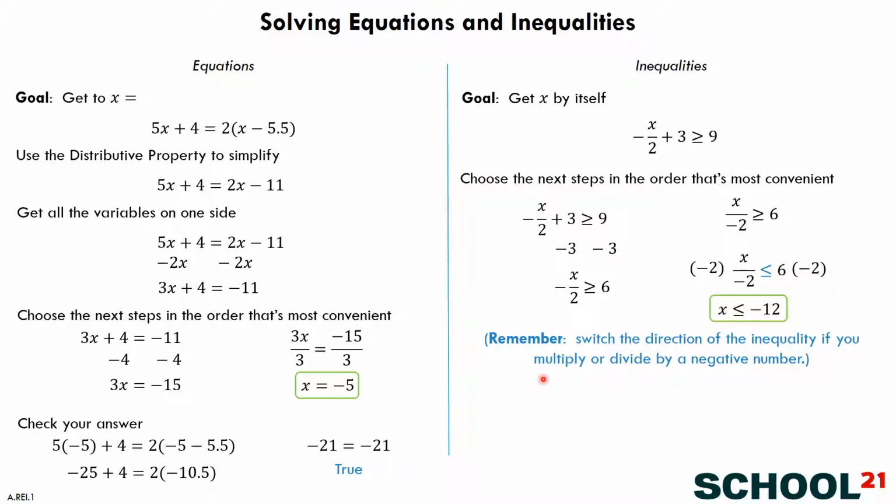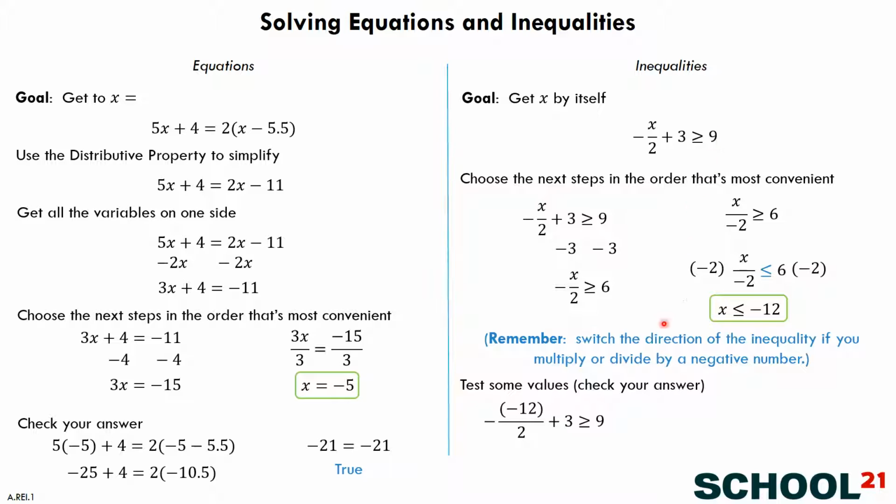But we're probably not done until we check our answer. With inequalities, there's not just one answer, so you have to pick an answer that would make the inequality true. And whenever it's a less than or equal to, I like to check the equal to part of that. So let's go ahead and check x is equal to negative 12. I'm going to take negative 12 and put it right into this inequality up here. So it's going to be negative of negative 12 over 2, plus 3 is greater than or equal to 9. See how that's the same as this up here?